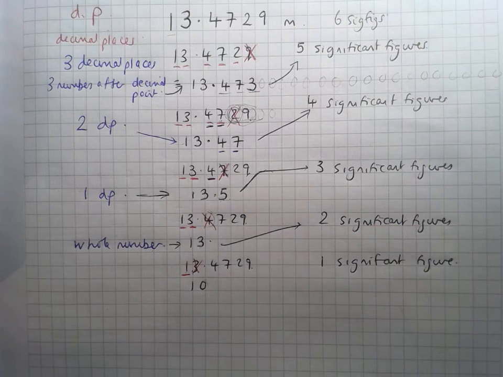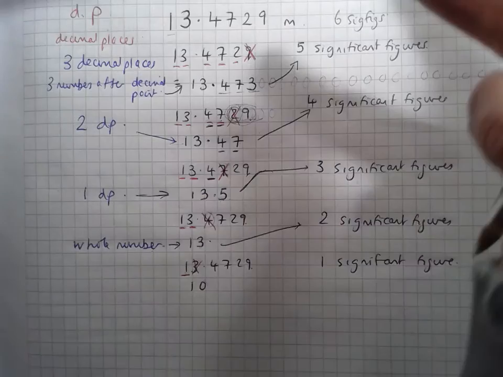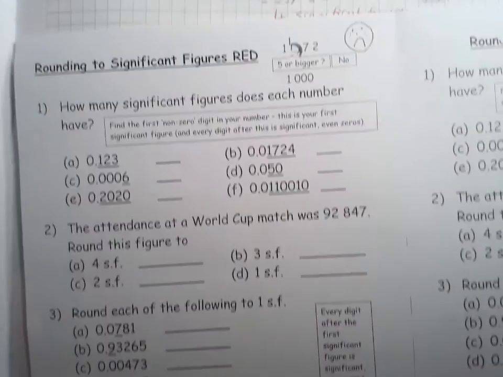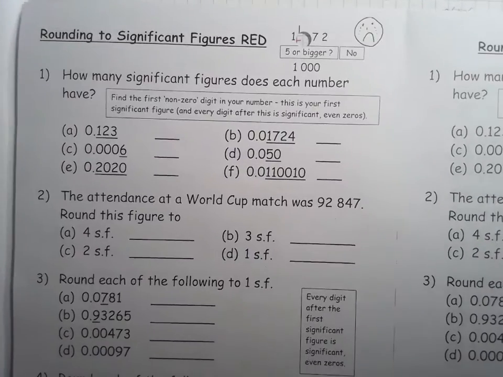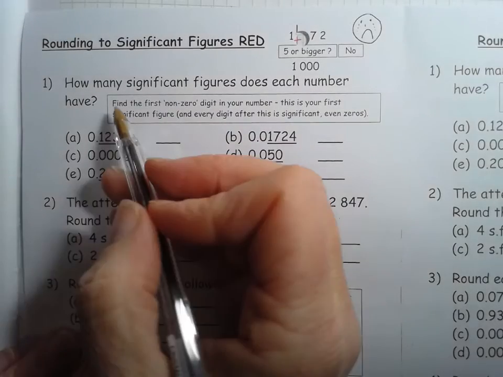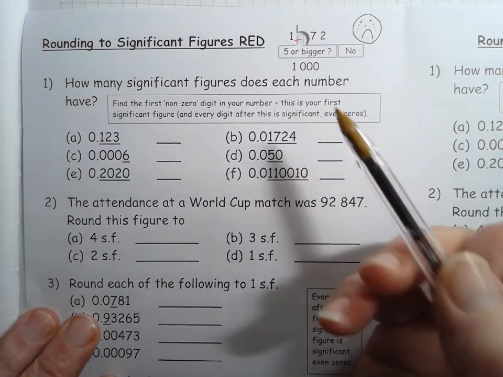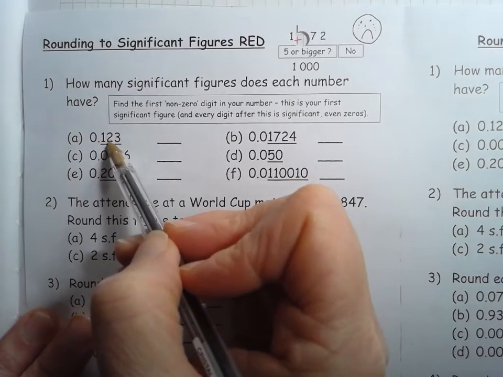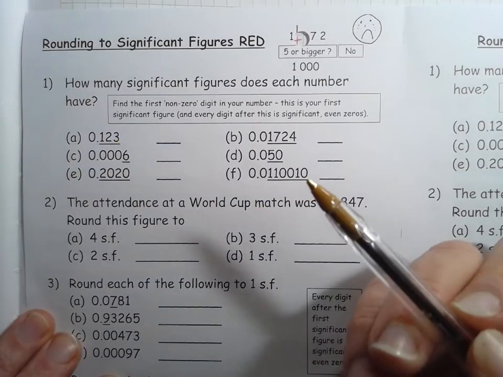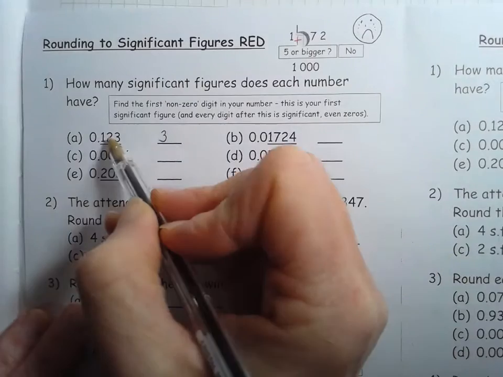Okay, now how does that work out? Let's work through the worksheet from today. This is the red one, this is the easier one, so we'll go with this one because it explains it a bit better, but you can check your answers from the other ones. How many significant figures does each number have? So what we're going to do is look at these numbers here after the decimal point. That's got 3 significant figures because there's 3 numbers after the decimal point.